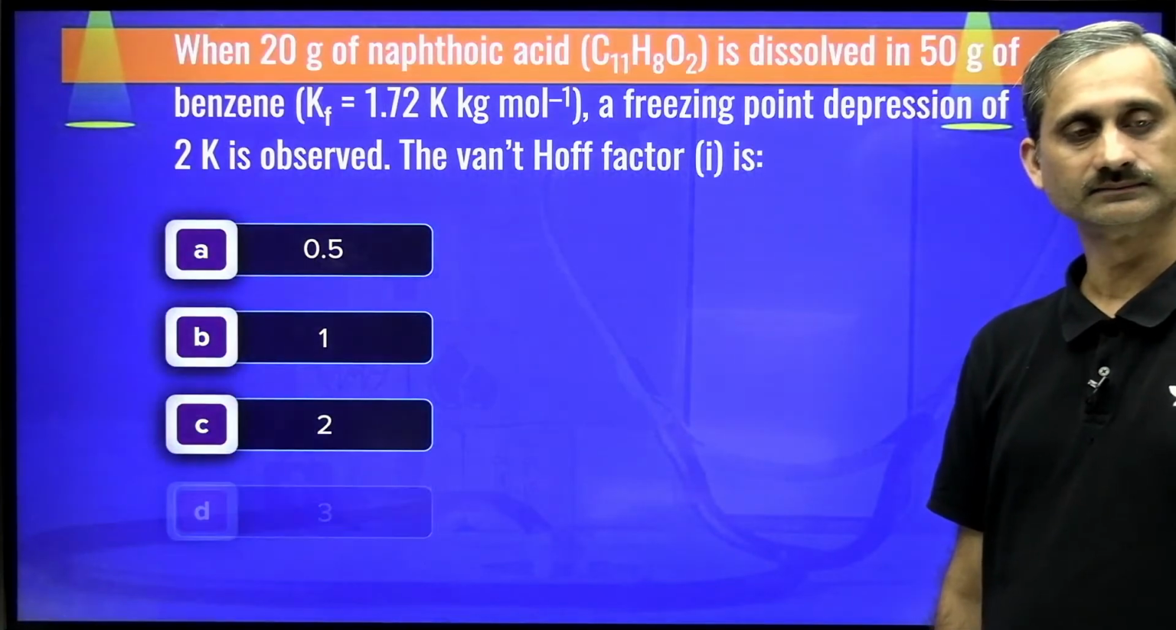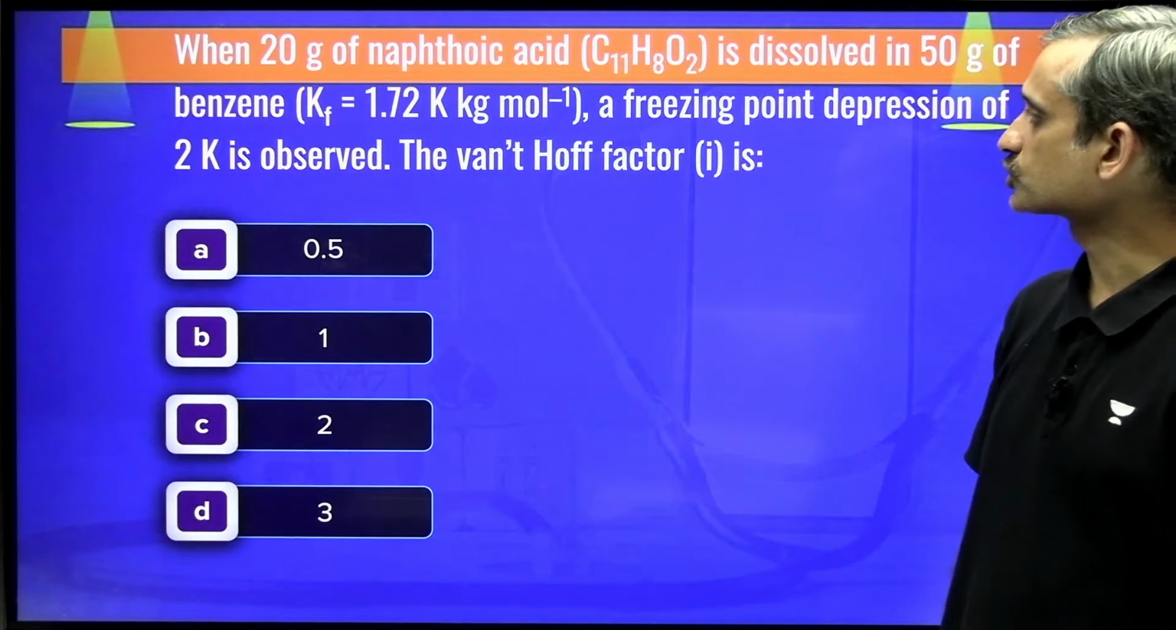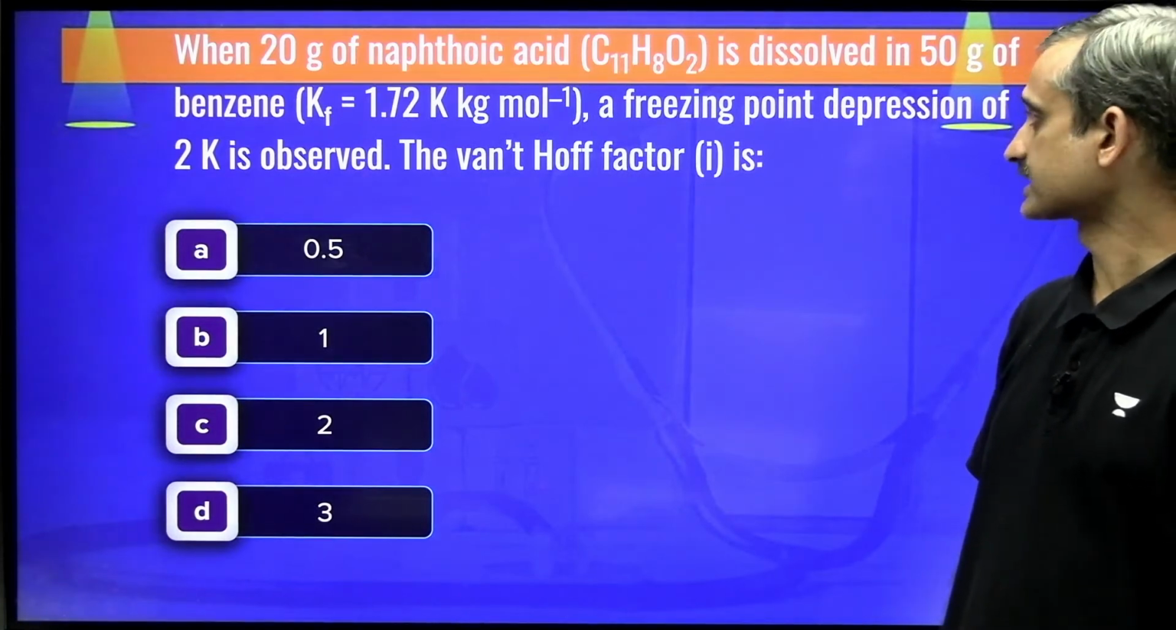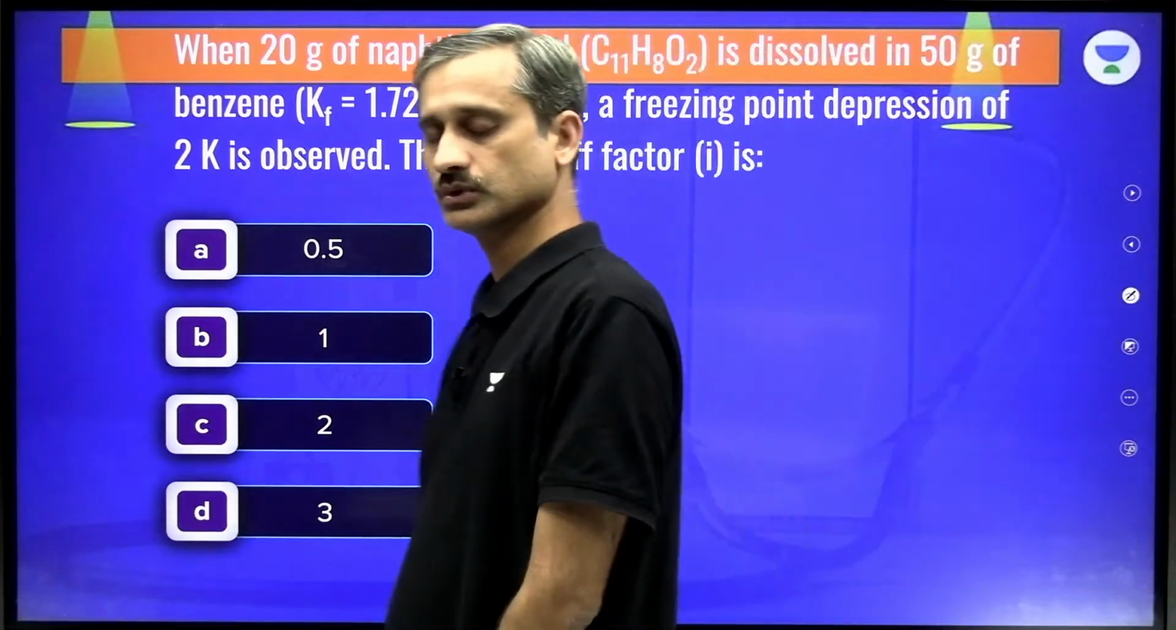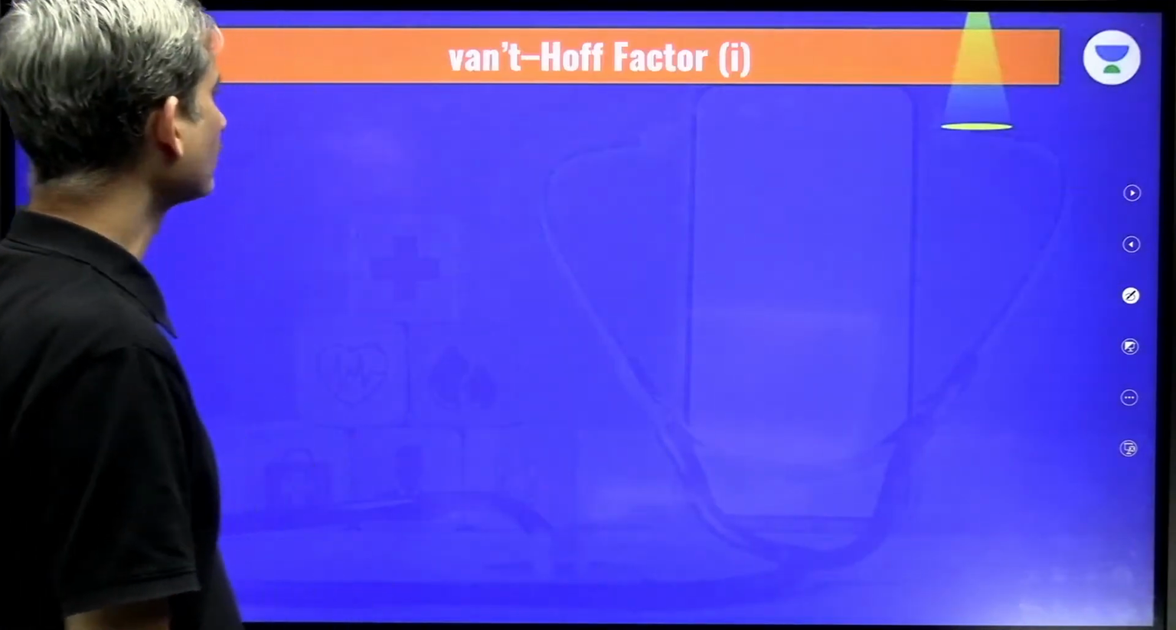Is that clear? So let's have the question: when 20 grams of naphthoic acid is dissolved in 50 grams of benzene, Kf is given to you. Okay, now we can have the relation of the colligative properties.